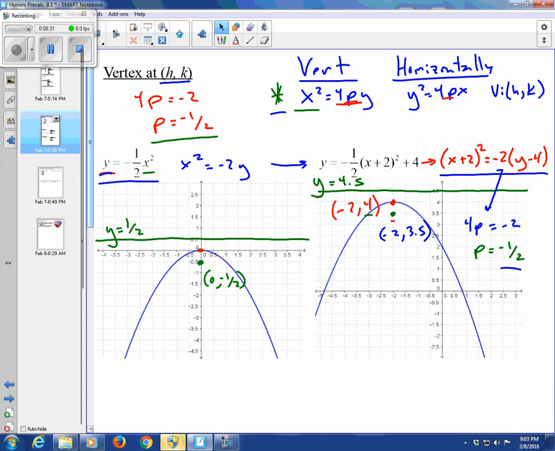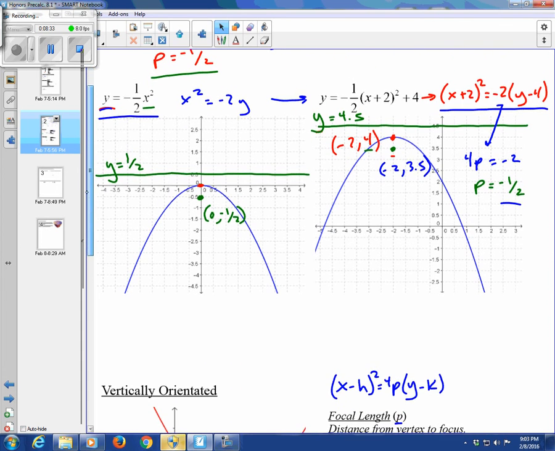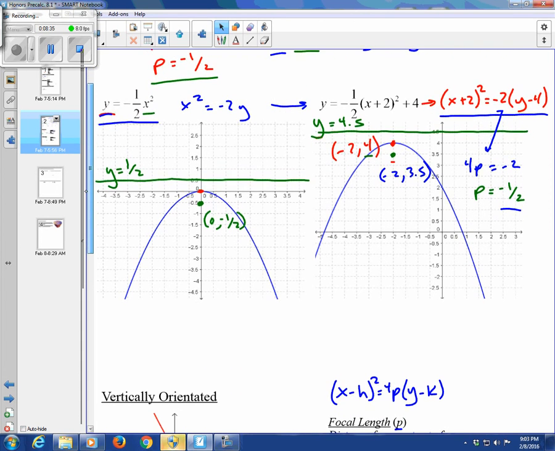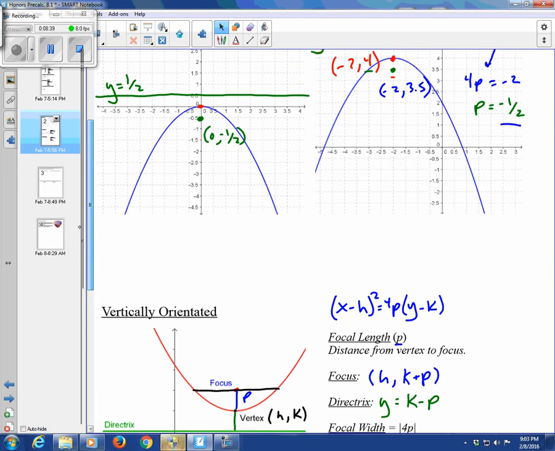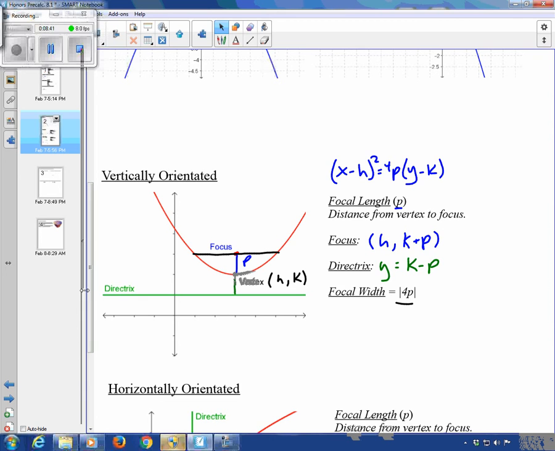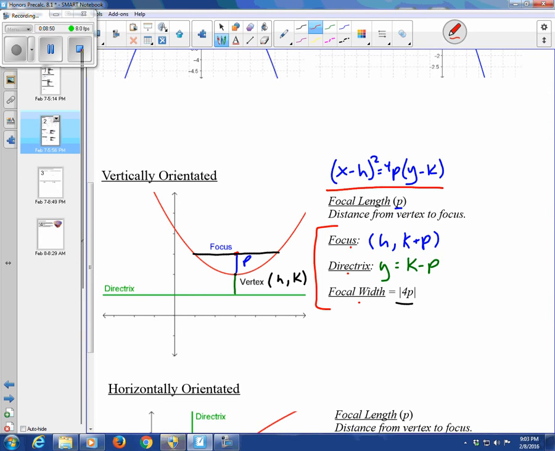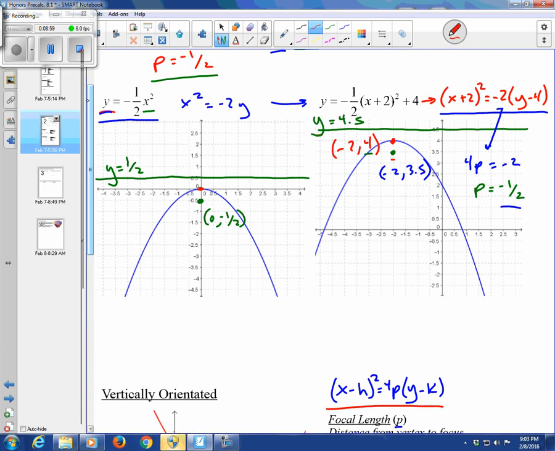So right here, what we're basically seeing is that whether our parabola is orientated vertically going up or vertically going down, we're going to be able to use these same definitions in the same way we did in the last video to determine the focus, directrix, and focal width, as well as the equation. So if our vertically orientated parabola is opening up, we're going to have a positive p, and if it is opening down, we'll of course have a negative p.